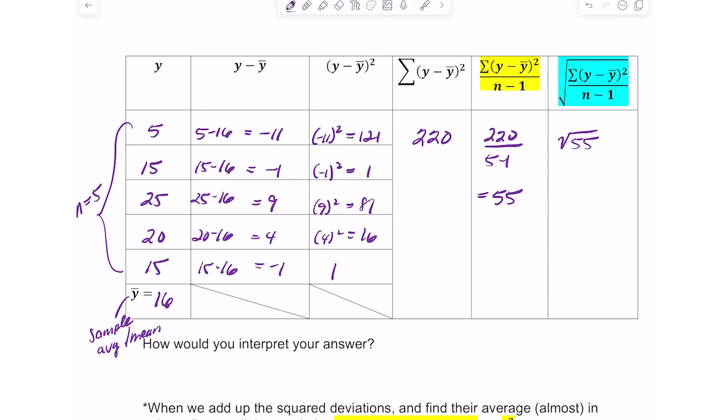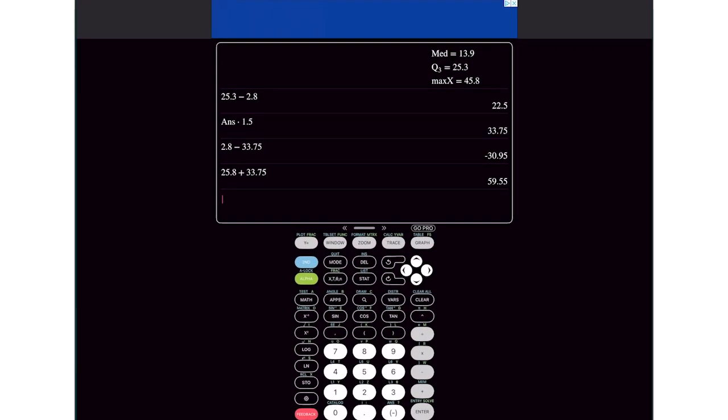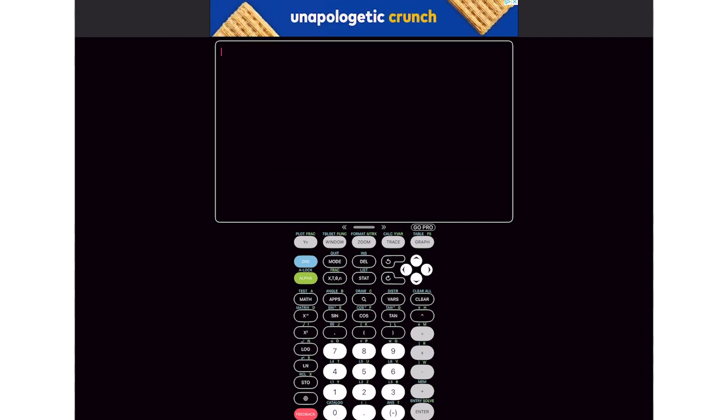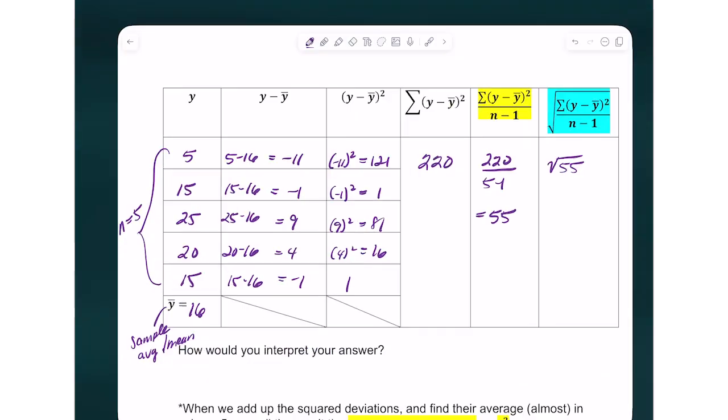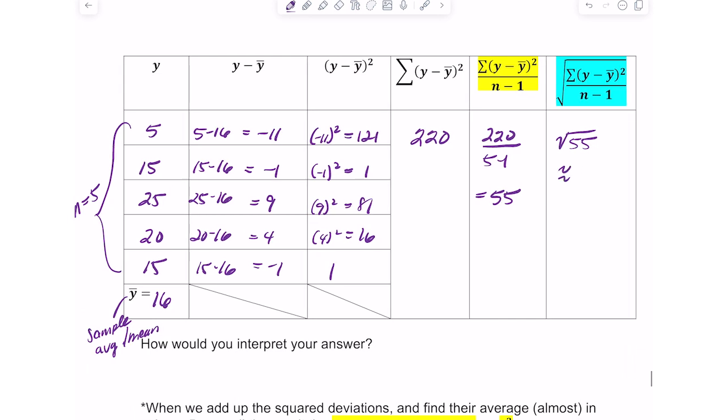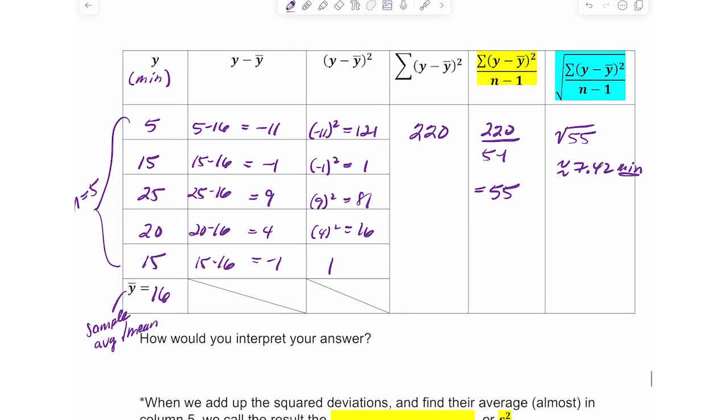And when you do that, so if you're using the graphing calculator, the square root button is, let's see, 3 buttons below the green button, but it's in blue, so you have to hit the blue. So you hit second x squared, and then we would just type in 55 and hit enter. And let's round to 2 places, so 7.42. Okay, so this is 7.42 minutes. How do I know it's minutes? Because this is also in minutes. Standard deviation takes the same units that your data does.